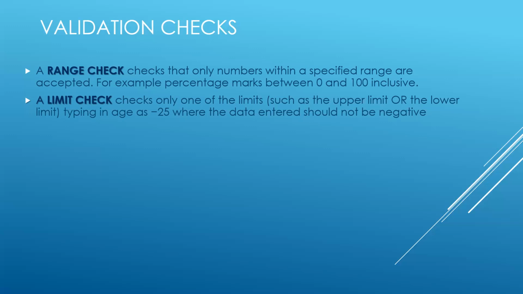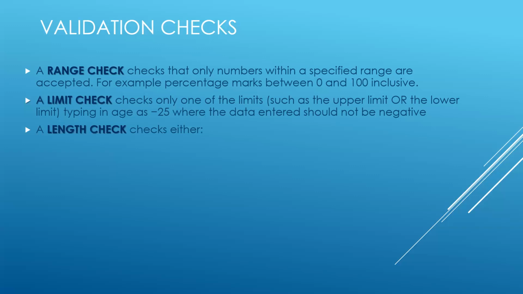For example, typing in age as -25, where the data entered should not be negative. Again, an age of negative one doesn't make any sense. So whenever I'm applying only one validation, that the age entered should not be a negative value, then this will be given the name limit check and not range check. I hope that I'm clear. Limit check deals with one of the values, while range check deals with the minimum and the maximum.